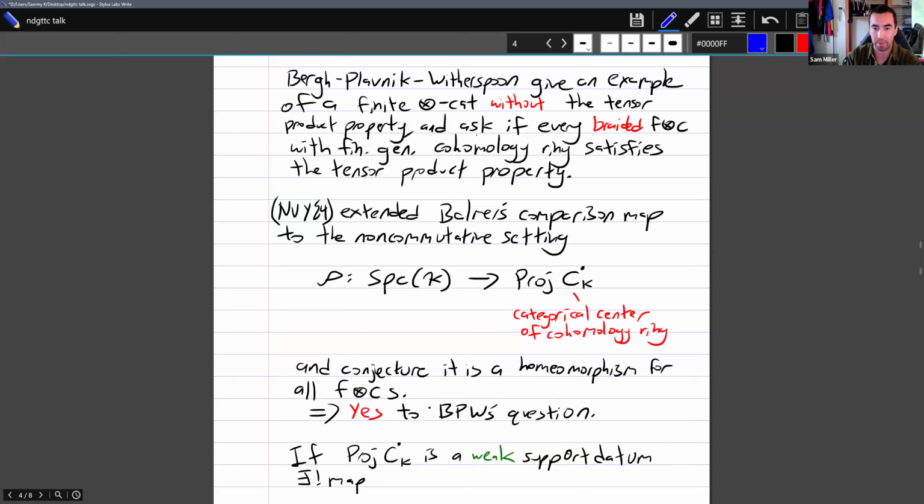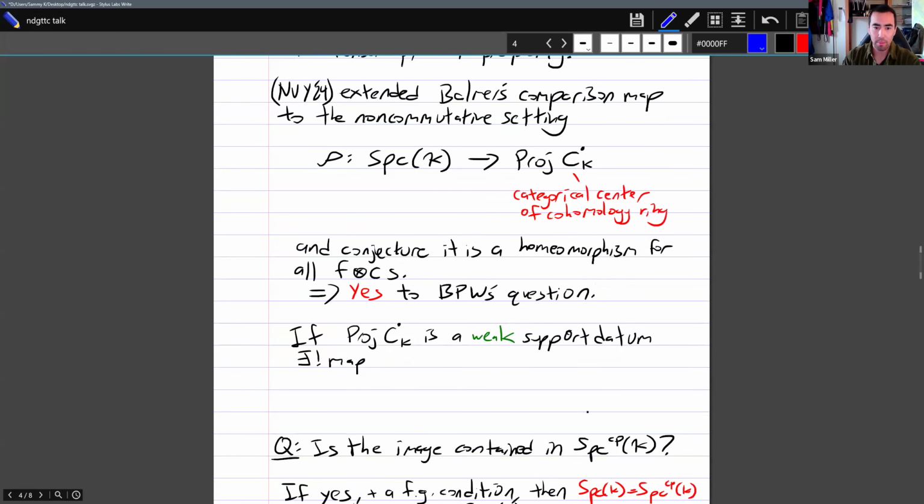And if this were to hold, this would, first of all, imply a positive answer to Bergh, Plavnik, and Witherspoon's question. Moreover, if proj of the cohomology ring is a weak support datum, then by naturality, there exists a unique map in the opposite direction, from proj to spec K. And so one way that you can go about showing that this thing is in fact a homeomorphism, or at minimum injective or surjective, is by showing that this thing is an inverse, or a left or right inverse.